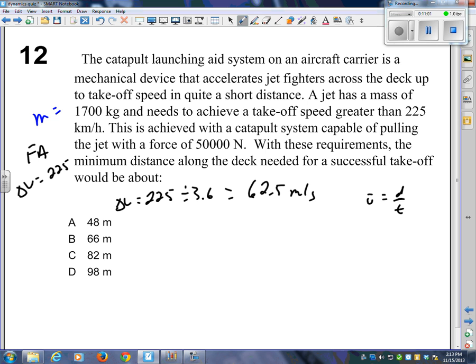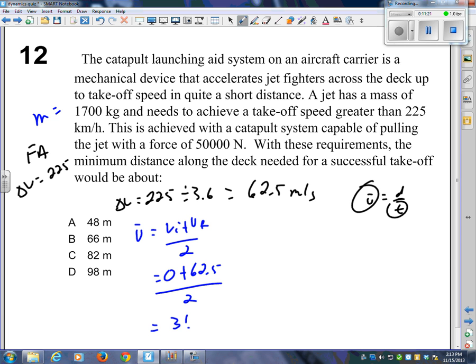Do I have my time yet? No. Do I have my average velocity? No. Could I solve for average velocity yet? Yes, I could, because I know the initial, 0, I know the final. V bar equals Vi plus Vf all over 2. 0 plus 62.5 over 2 is 31.25. Okay, so now I have my V bar.